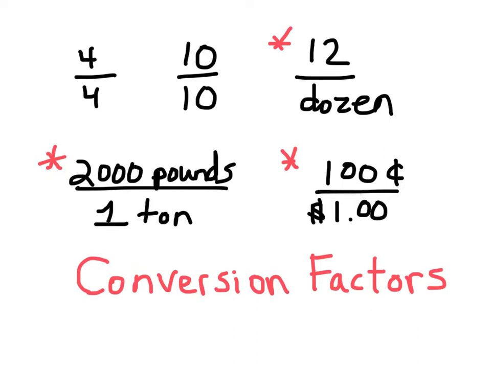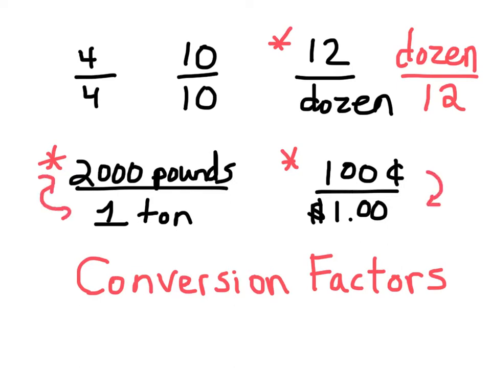You could write all of them upside down. In other words, I could say a dozen on top and 12 on the bottom. And I could do the same thing with the 2,000 pounds and the ton. I could flip the cents and the dollar. This technique of creating a fraction that represents a ratio between two different things that are equal to each other is a topic that you need to understand in order to do factor label. So let's try it out.